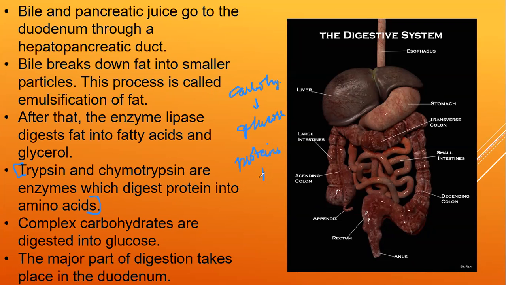Proteins are converted into minor units called amino acids or peptones. And the fats are digested into minor units called fatty acids and glycerol. Carbohydrates are digested into glucose, proteins into amino acids and peptones, and fats into fatty acids and glycerol. Complex carbohydrates are digested into glucose.